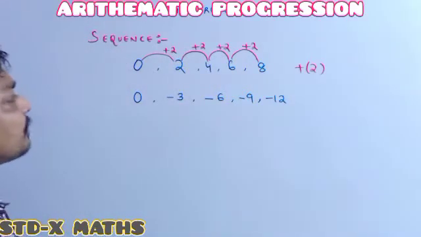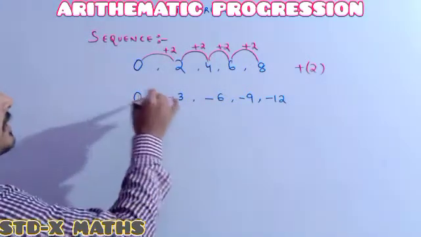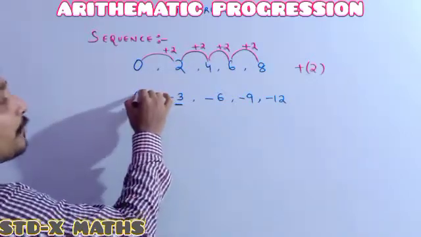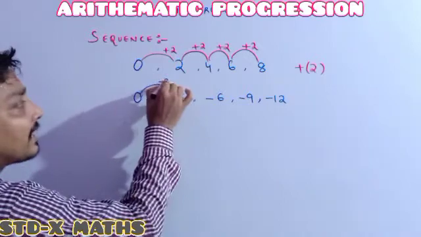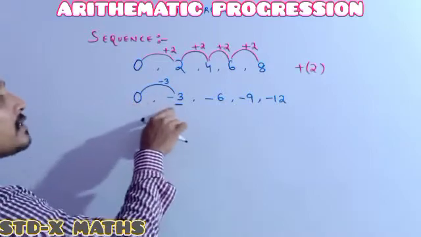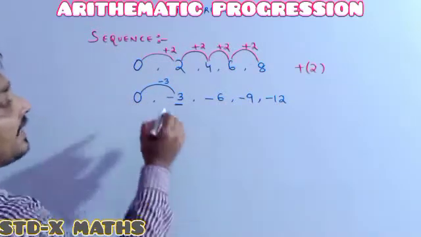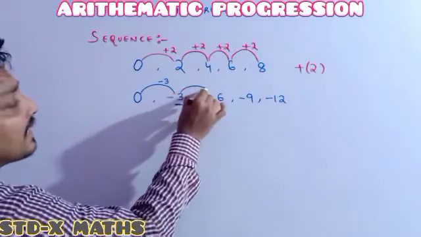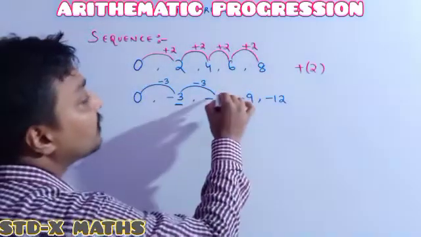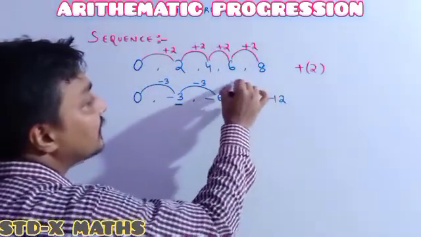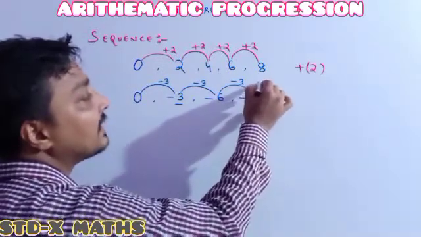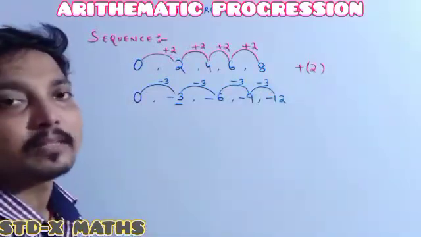See, the first number is 0. Here the minus 3 can be obtained whenever from the 0 you subtract 3. It means from 0, if I subtract 3, I get minus 3. And from minus 3, if I subtract 3, I obtain minus 6. From minus 6, if I subtract 3, I obtain minus 9. From minus 9, if I subtract 3, I obtain minus 12.